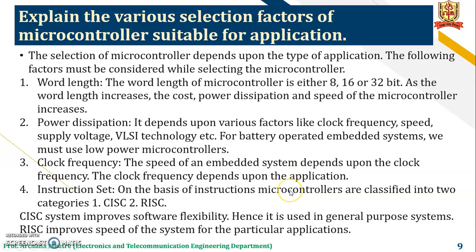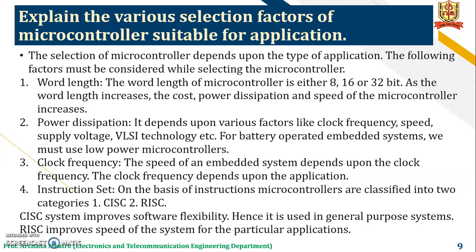Next question is: explain the various selection factors of microcontrollers suitable for a particular application. The selection of a microcontroller depends on the type of application. The following factors must be considered while selecting a microcontroller. First factor is word length. The word length of the microcontroller is either 8-bit, 16-bit or 32-bit. As the word length increases, the cost, power dissipation and speed of the microcontroller increase.